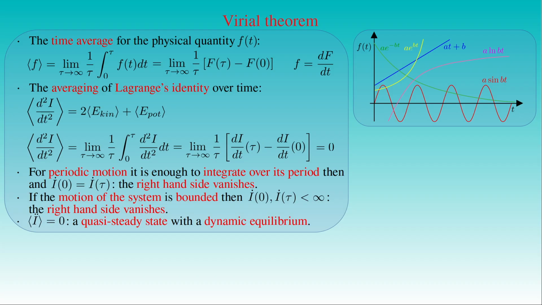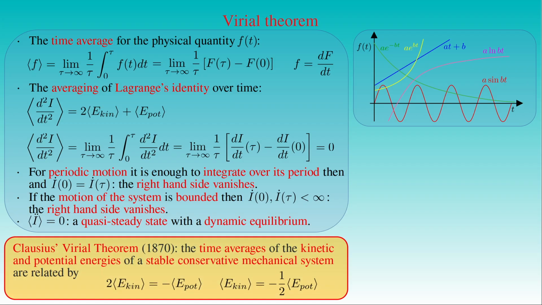We can formulate the result of the averaging of Lagrange's identity in the Virial Theorem proved by Clausius in 1870, stating the time averages of the kinetic and potential energy of a stable conservative mechanical system are related by the following formula. Twice the average of the kinetic energy over a period of time is equal to minus the average of the potential energy over the same period of time, or the time average of the kinetic energy is given by minus half the time average of the potential energy.